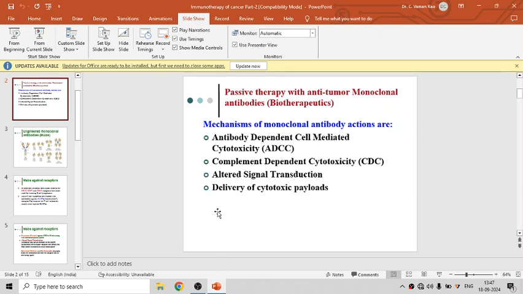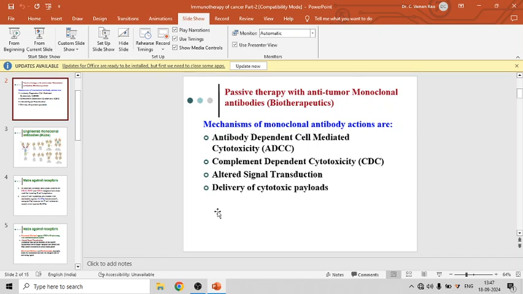I'm going to discuss the next approach of immune therapy, especially using monoclonal antibodies against the tumor. These anti-tumor monoclonal antibodies are also called biotherapeutics. These are very expensive and have been developed recently, within these 20 years or so, and different types of monoclonal antibodies have been developed to treat different types of cancers. And these biotherapeutics have different mechanisms of action. The mechanism of action of these monoclonal antibodies can be classified as follows.